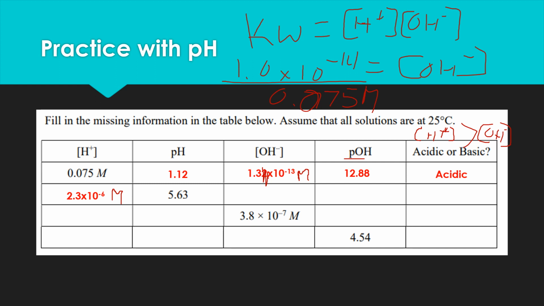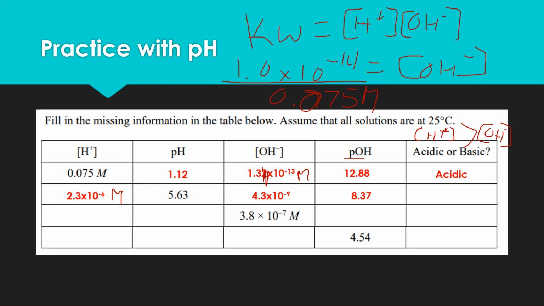So say we wanted to go to pOH, right? We could do 14 minus 5.63 and get that value. Or if we wanted to go to hydroxide, we could use that Kw equation up here. Either way, we're going between H plus and OH minus. In this case, we get 4.3 times 10 to the negative 9th, and our pOH is 8.37. So you could do 14 minus 5.63, that gives you the 8.37. And then you could do 10 to the negative 8.37, get 4.3 times 10 to the negative 9.